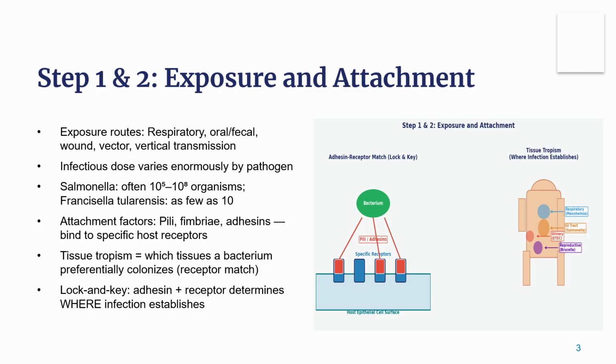This is why the same species of E. coli can cause diarrhea in one context and a kidney infection in another. Different strains carry different adhesins targeting different tissues. The lock and key match between adhesin and receptor determines where the infection happens.